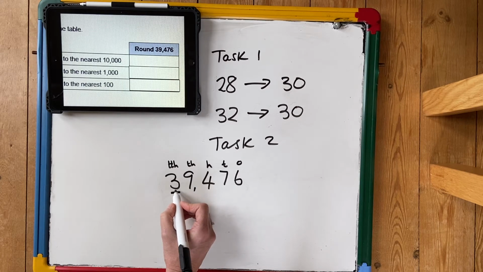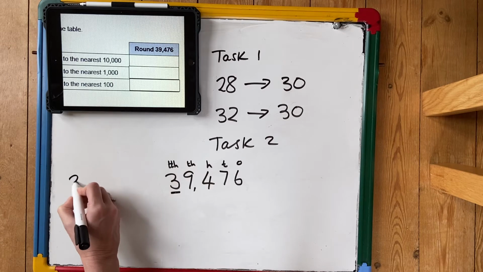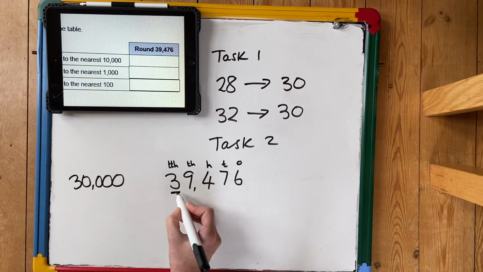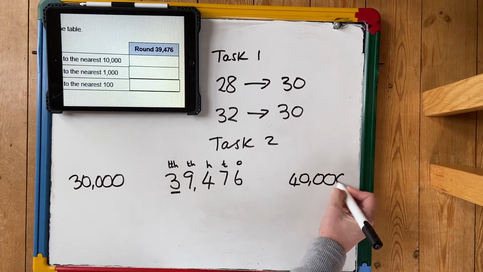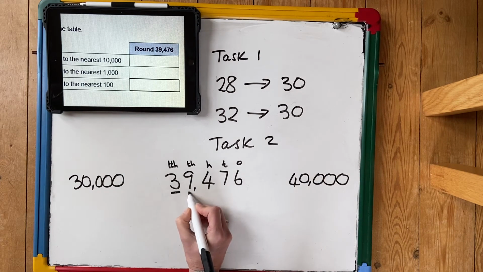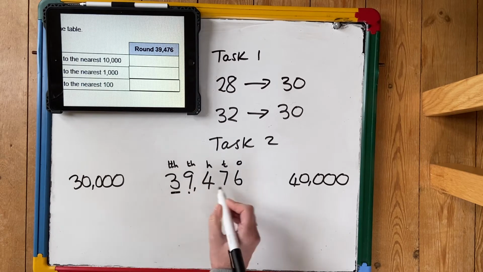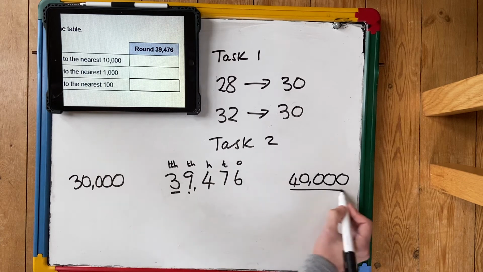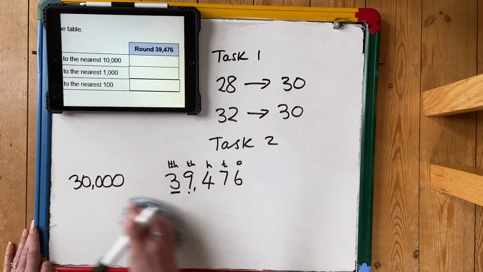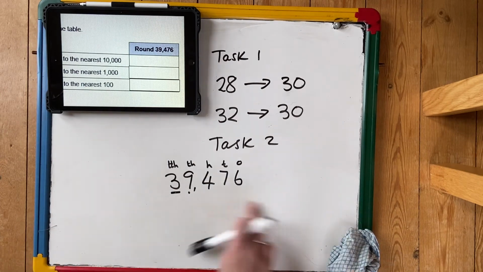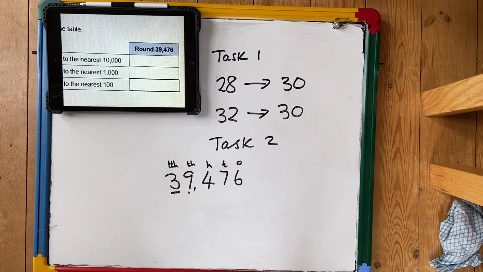So are you going to round down to 30,000 or are you going to round up to 40,000? So to do that, we need to look at the next digit. So the next digit is 9. Now, because 9 is 5 or more, you need to round this number up to 40,000. So there's your answer. Okay, next, you have got to round the same number to the nearest 1,000.